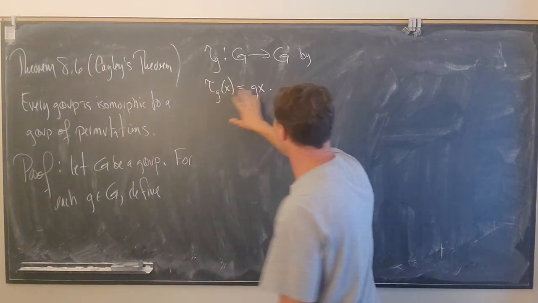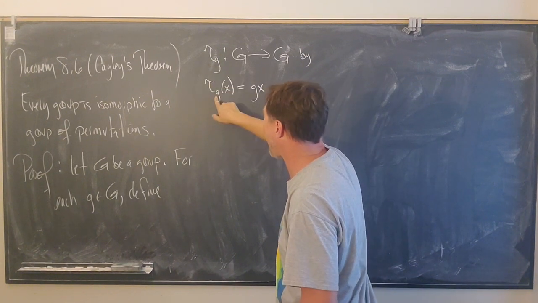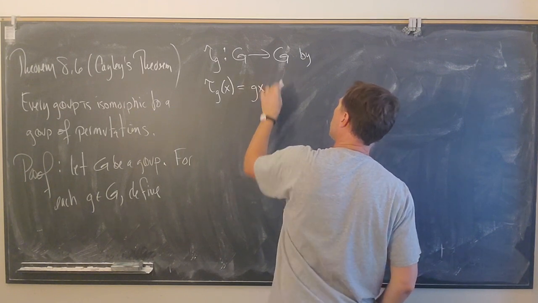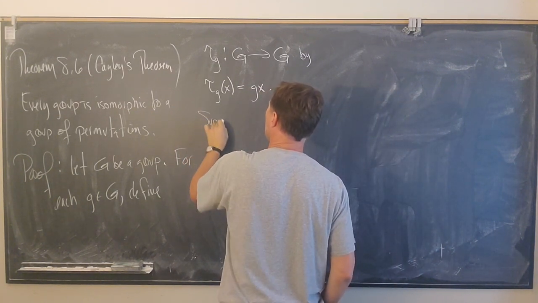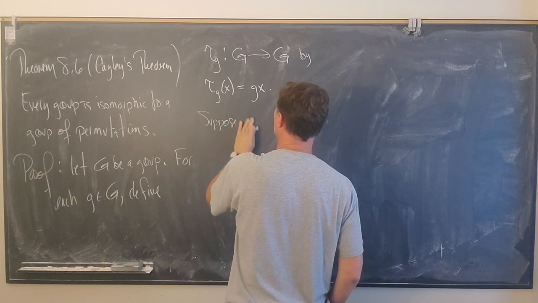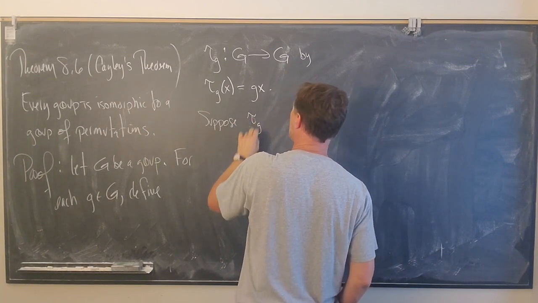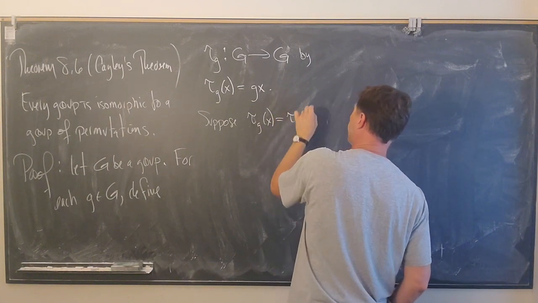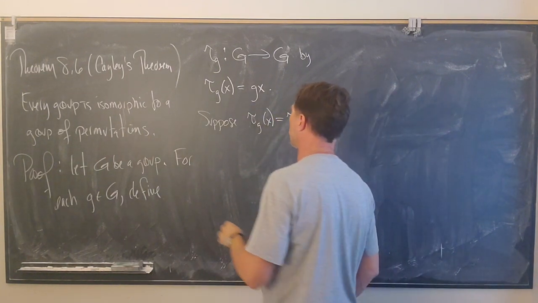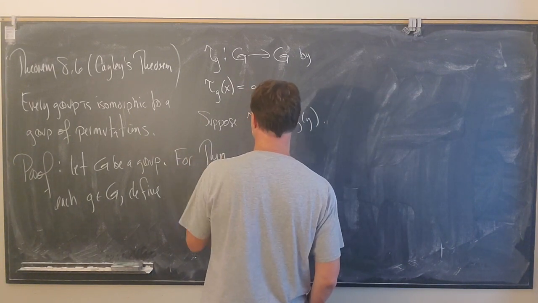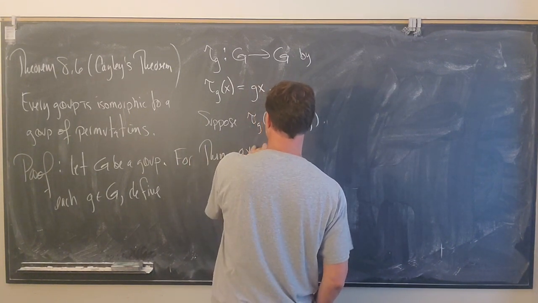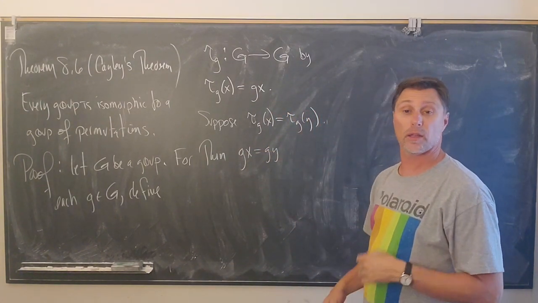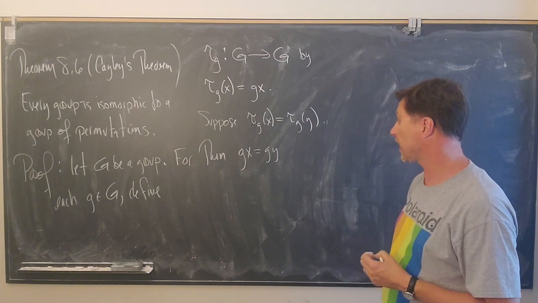Okay, so here's our function, right? For each little g, we have one of these. So let's see what we can say about this. Suppose that tau sub g of x is equal to tau sub g of y. All right, what does that mean? Well, then we have gx is equal to gy, and now I can apply cancellation, cancel the g's on the left-hand side, and conclude that x equals y.